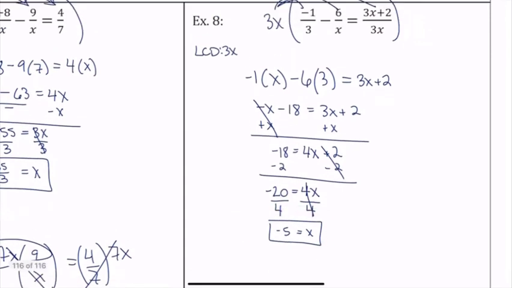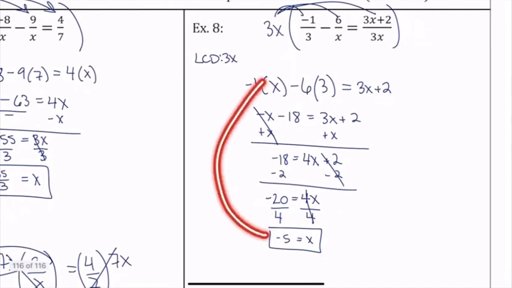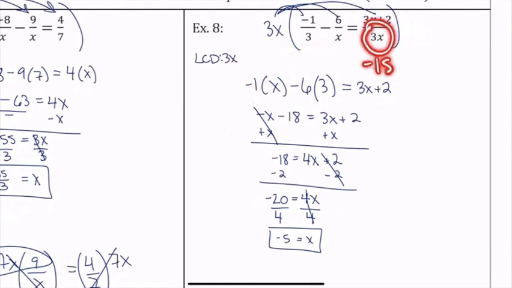Last thing I'm going to do is make sure I didn't accidentally pick one of my restricted values. I just plug it back in here. Negative 5 would not give us 0 there. It would just give us negative 5, or here it would give us negative 15. So we're good to go.